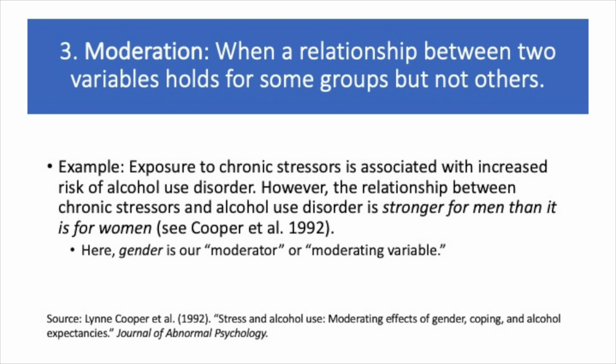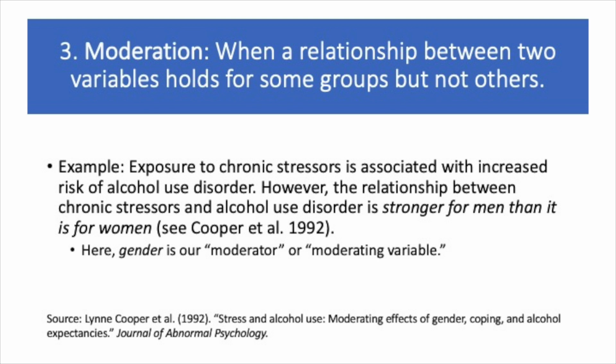This is an article from, it's actually kind of old, from 1992, but I found this and thought it was a good example of moderation. Let's say we're looking at, as Cooper and colleagues did, the relationship between exposure to chronic stressors and risk of alcohol use disorder. And on top of that, we also want to look at gender differences in the association between chronic stressors and risk of alcohol use disorder. In this case, our moderator is going to be gender, and our independent variable is going to be chronic stressors. Our dependent variable is going to be alcohol use disorder.